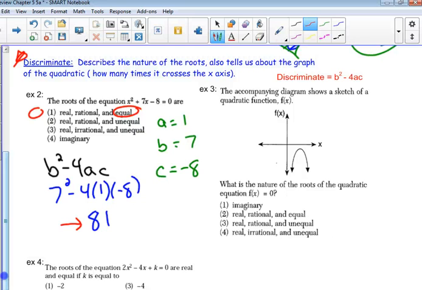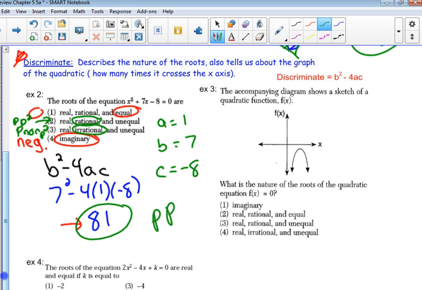When you have the imaginary, do you remember what your discriminant would be? Negative, good Lily. It would have been a negative number. Now the other two are where we need to decide things. They look exactly the same, except that one is rational and one is irrational. Irrational is a positive non-perfect square. Rational is a perfect square. So when it's rational, it's a positive perfect square, which would make 81 a positive perfect square, so we should have choice 2.